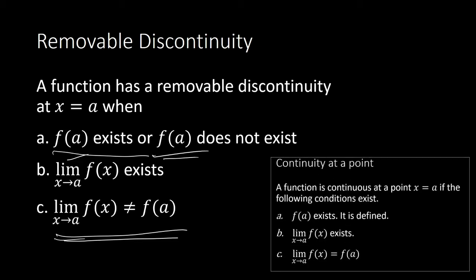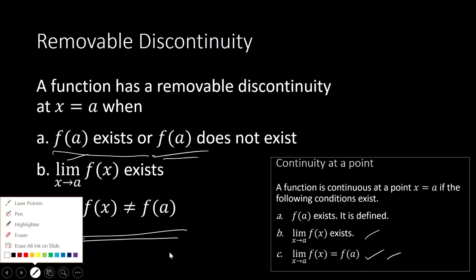So when we compare this with our understanding of continuity, what fails in removable discontinuity is this one. The function has a limit as x approaches a, but it so happens that it is not equal to f of a. And if that is the case, then what you have there is a removable discontinuity. There is hope that you can repair the function to make it continuous at that point.